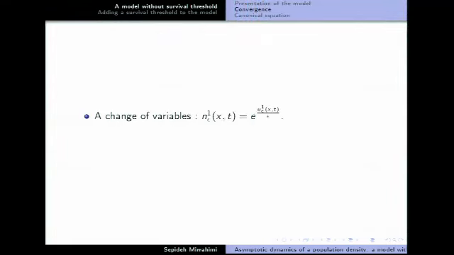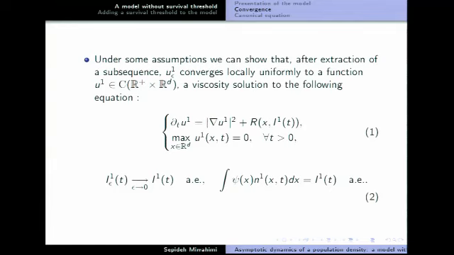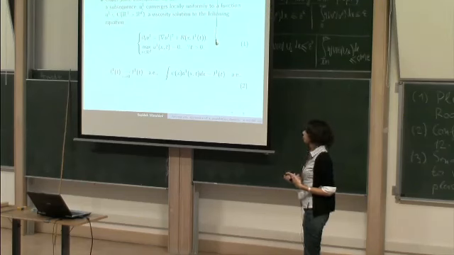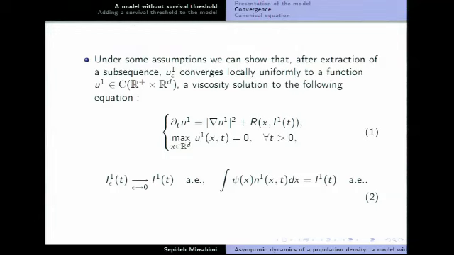So to study the limit, we do a change of variable, and u epsilon equals epsilon log of n epsilon. And under some reasonable assumptions, we can show that after extraction of a subsequence, u epsilon converges to a continuous function that is a viscosity solution to this Hamilton-Jacobi equation with constraint. Here, I is the limit of I epsilon, and it is also the total consumption in the limit.